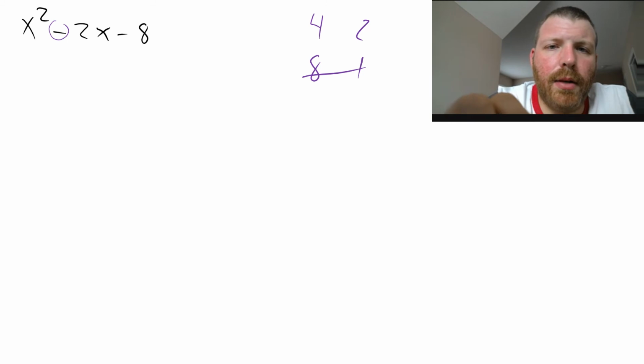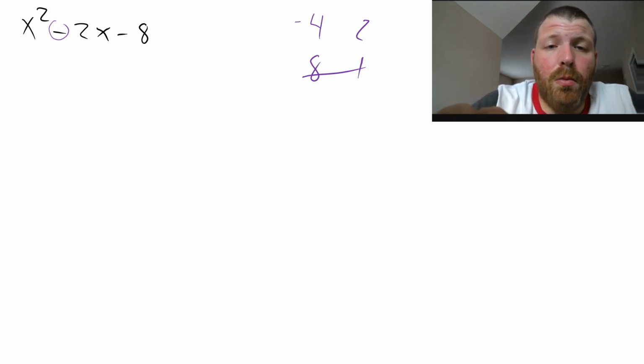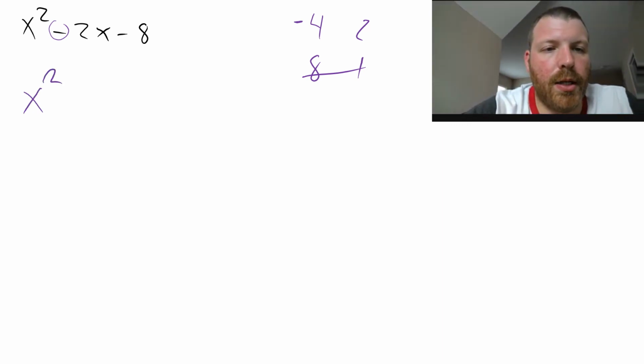So I need to get negative 2. So does 2 need to be negative, or does 4 need to be negative? Or do they both have to be negative? In this case, 4 has to be negative because negative 4 plus 2 is negative 2. You got to keep track of the numbers, okay? Always use a calculator to try to check some of your work there. So we're going to switch this to x squared minus 4x plus 2x minus 8.